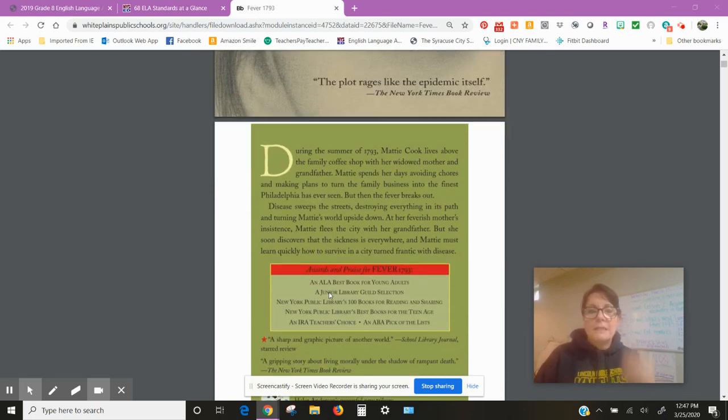During the summer of 1793, Mattie Cook lives above the family coffee shop with her widowed mother and grandfather. Mattie spends her days avoiding chores and making plans to turn the family business into the finest Philadelphia has ever seen. But then the fever breaks out. Disease sweeps the streets, destroying everything in its path and turning Mattie's world upside down. At her feverish mother's insistence, Mattie flees the city with her grandfather, but she soon discovers that the sickness is everywhere, and Mattie must learn quickly how to survive in the city turned frantic with disease.